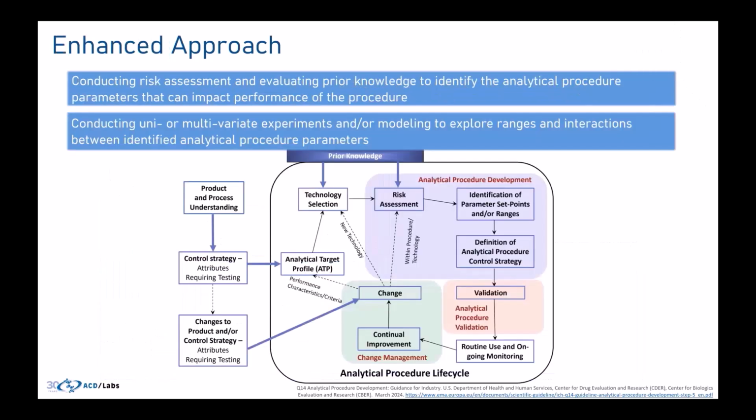Now let's move on to the enhanced approach. So we're going to kind of cover 2 pieces at the same time. So conducting risk assessment and evaluating prior knowledge to identify the analytical procedure parameters that can impact performance of the procedure, and conducting uni or multivariate experiments and/or modeling to explore ranges and interactions between identified analytical procedure parameters. Now, the reason we're doing these together is because they both fall under risk assessment and some elements into the identification of parameters, set points, and/or ranges.